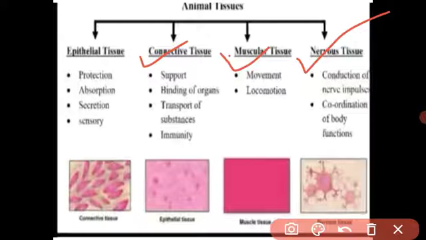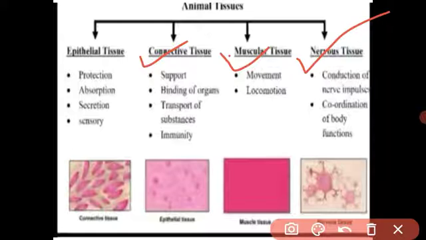Nervous tissue is a highly specialized tissue whose basic unit is called the neuron. And what is the main function? Beta, it conducts nerve impulses. Impulses mean the electrical wave which runs through the nerves. In the nervous system we have already studied what a nerve is, what a stimulus is, what impulses are. Let me tell you again.